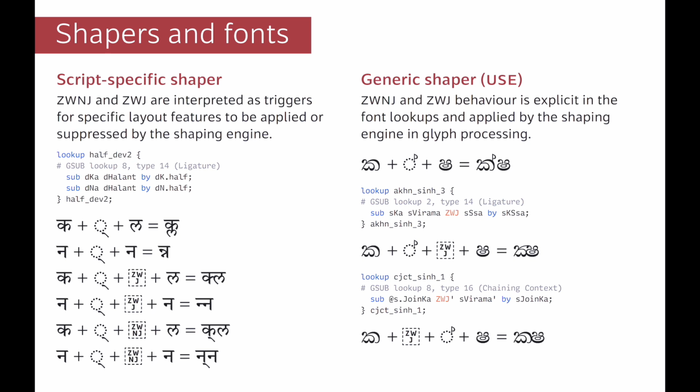In a generic shaping engine, as typified by the universal shaping engine invented by Andrew Glass, the engine contains no specific knowledge about the role of formatting control characters. This means that the zero-width joiner and non-joiner must participate explicitly in glyph processing lookups, as shown in this Sinhala example on the right. I will be talking at considerably more length about Sinhala shaping later. For now, note only the presence of the zero-width joiner, highlighted in orange, in the substitution code.